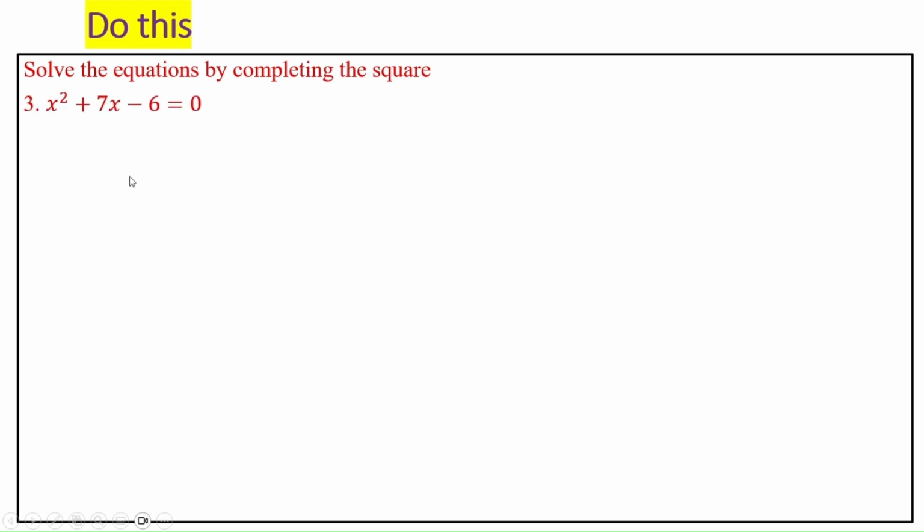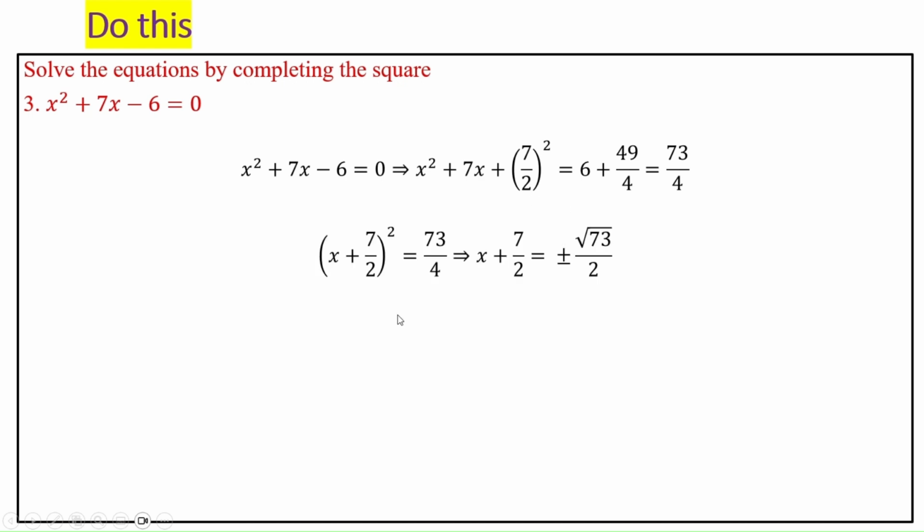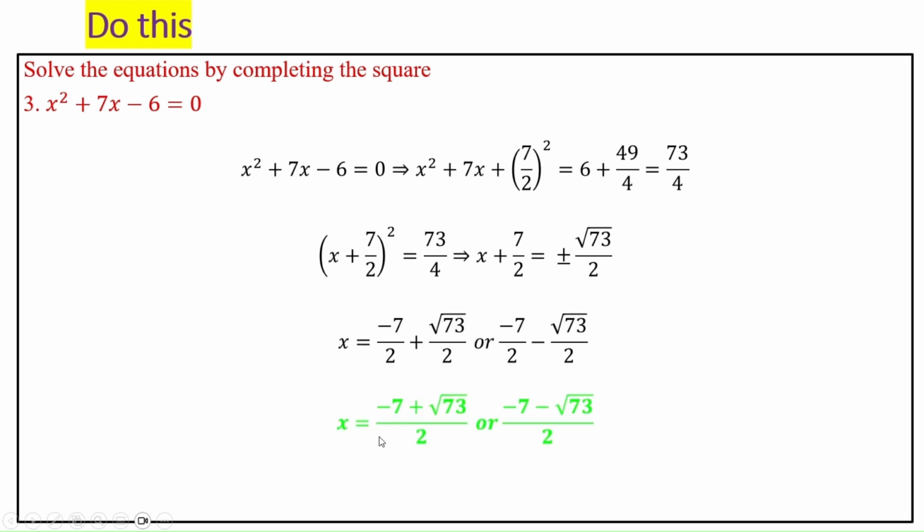Next, x² + 7x − 6 = 0. We will try to find what the missing b term is here, that is 7/2. So I will add (7/2)², so it will become (x + 7/2)² = 73/4, or finally the answer I will get is x equals (−7 plus square root of 73)/2, or (−7 minus square root of 73)/2.